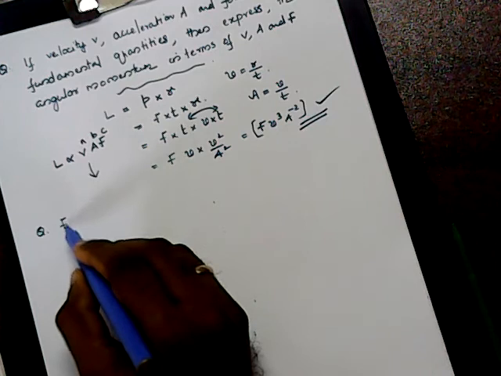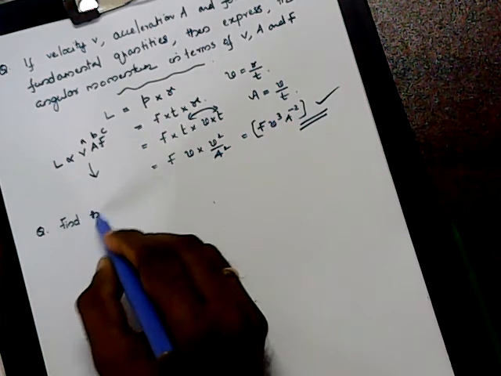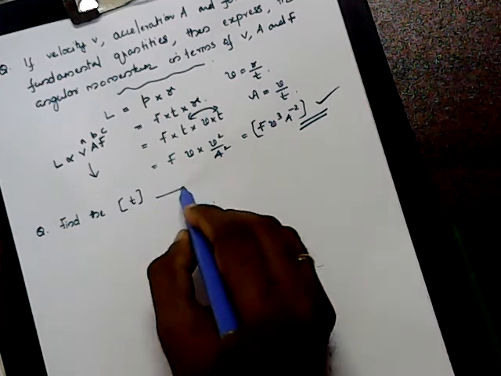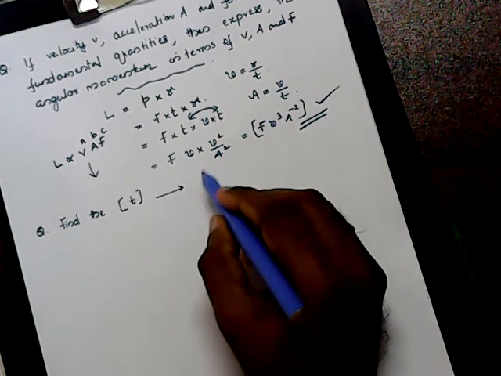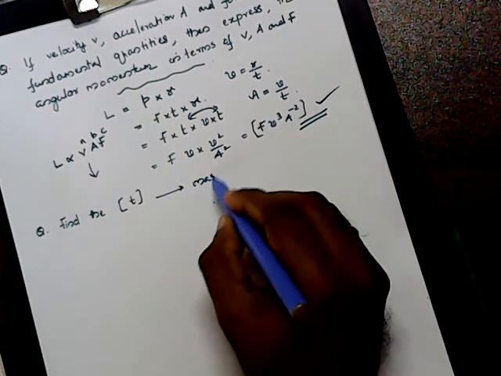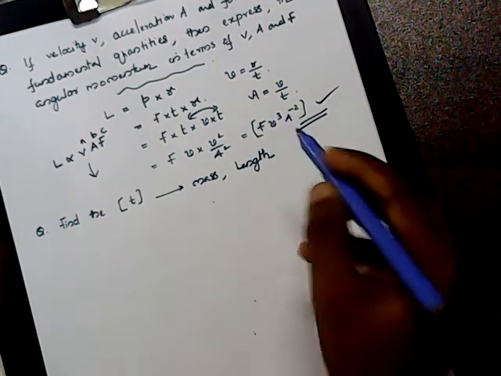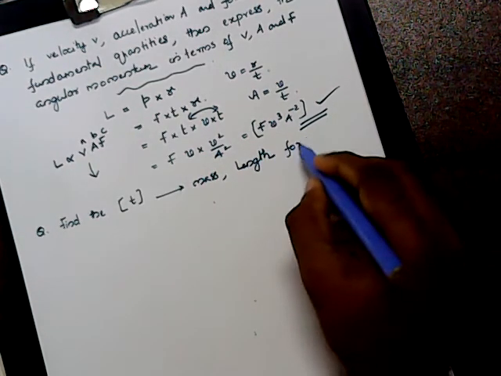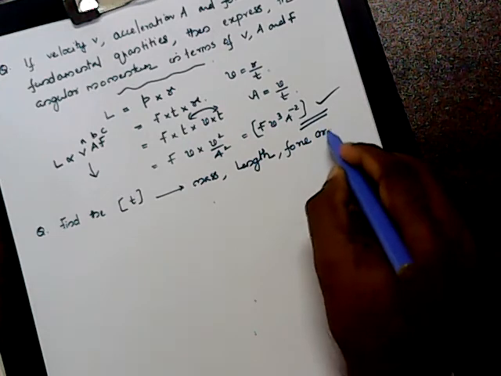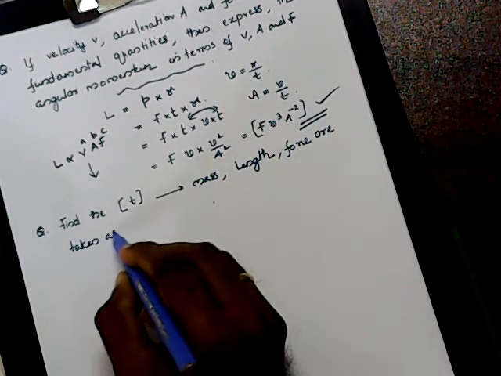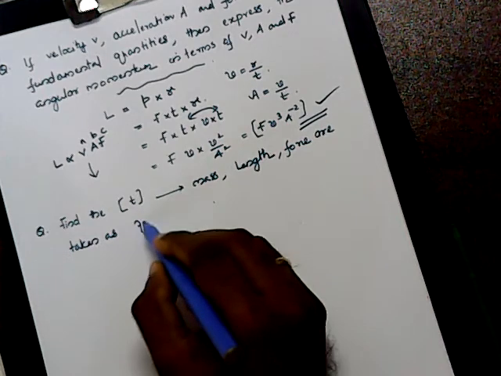Find the dimensions of time in a system in which the mass, length, force are taken as fundamental quantities.